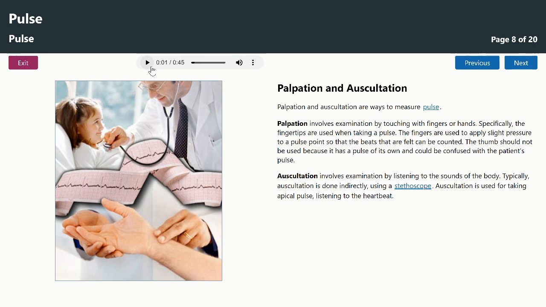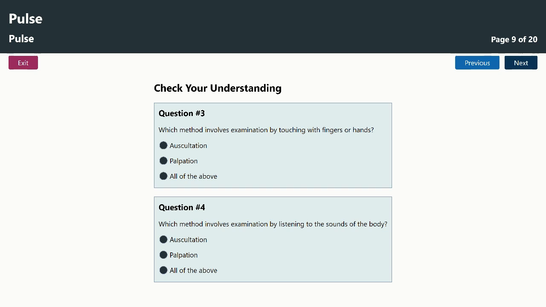Auscultation involves examination by listening to the sounds of the body. Typically, auscultation is done indirectly using a stethoscope. Auscultation is used for taking apical pulse, listening to the heartbeat. Which method involves examination by touching with fingers or hands?